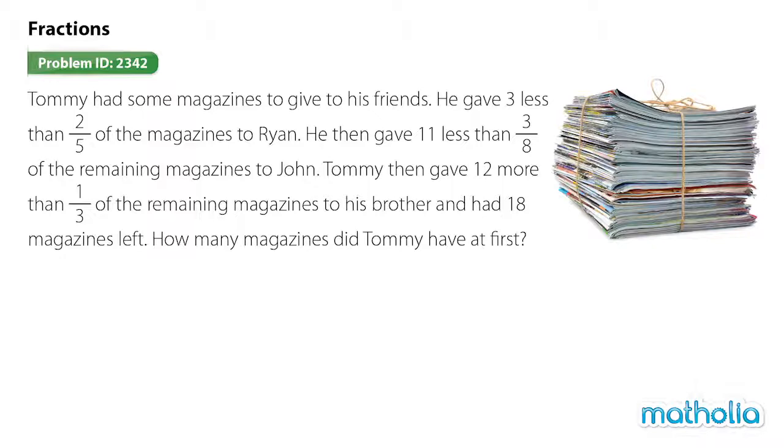Tommy had some magazines to give to his friends. He gave 3 less than 2/5 of the magazines to Ryan. He then gave 11 less than 3/8 of the remaining magazines to John. Tommy then gave 12 more than 1/3 of the remaining magazines to his brother and had 18 magazines left. How many magazines did Tommy have at first?